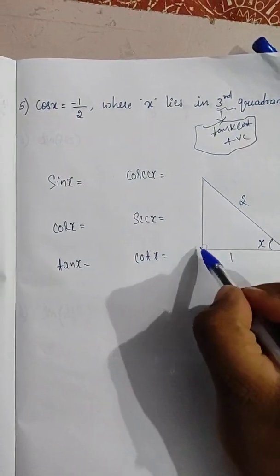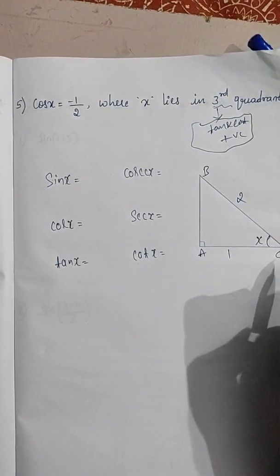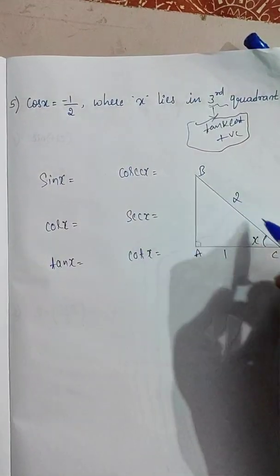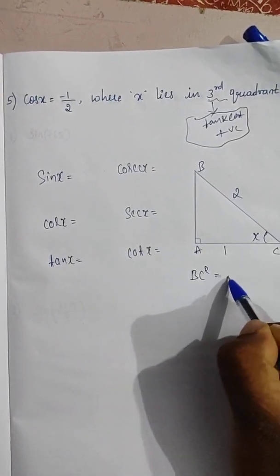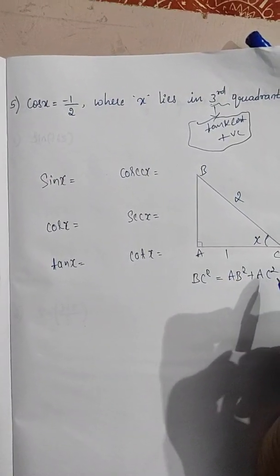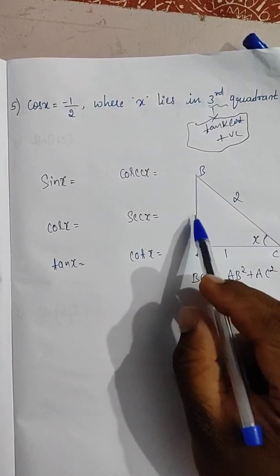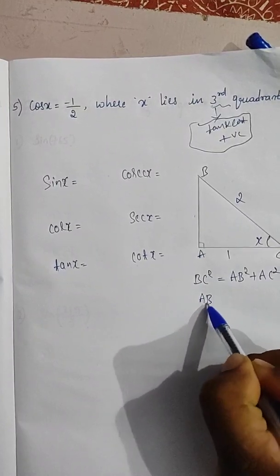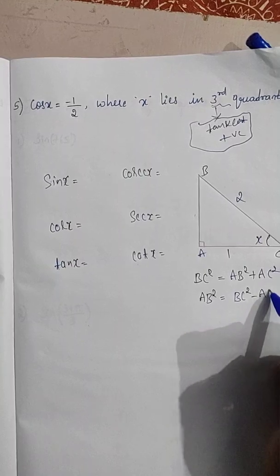Now let me write, by using the Pythagoras theorem, a, b, c. Is it clear? So by using the Pythagoras theorem, what we will write? Hypotenuse square is equal to the sum of the squares of the other two sides, means bc square is equal to ab square plus ac square. Here you want to find the opposite side, which is ab. So keep ab on the left side. ab square is equal to bc square minus ac square.